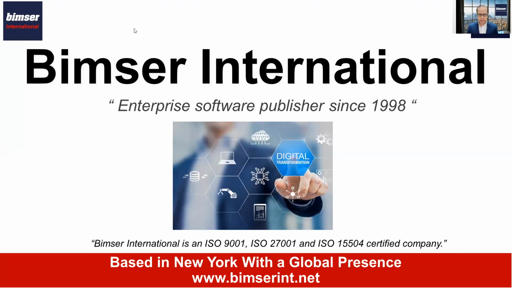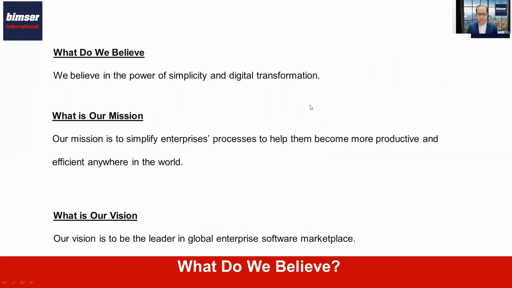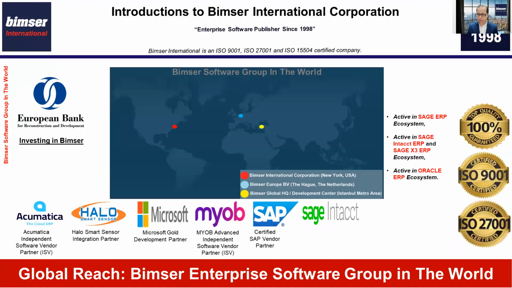Our company is Bimser International, and we are an enterprise software publisher since 1998. We are based in New York, and we have global presence. We are ISO 9001 certified, so we have a quality management system in place. In essence, we help organizations adopt digital transformation, and we help companies simplify their business processes. That's actually what we do. Since we have global presence, we've been helping organizations adopt digital transformation for many years. As you see on the map, we are active globally, and also in Asia through our channel partners.